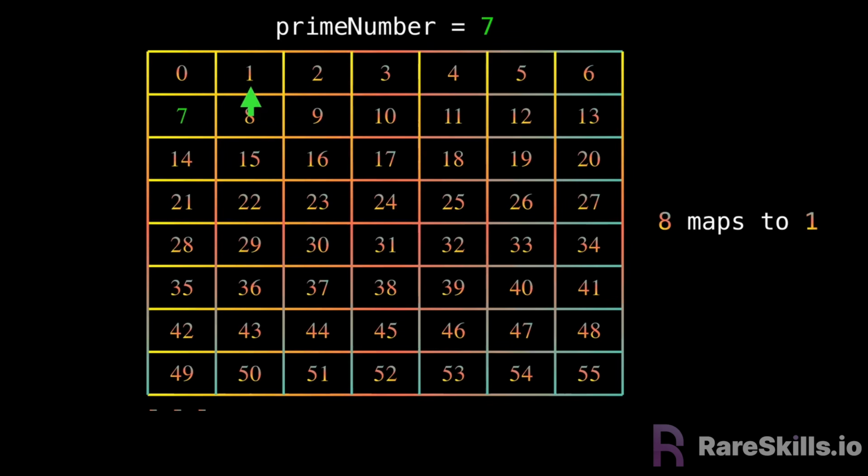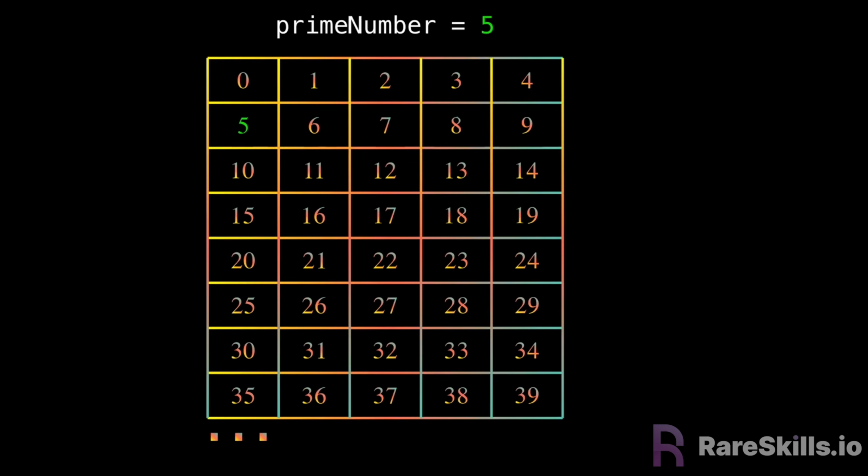Obviously, 8 is congruent to 1 is only true because we are doing everything modulo 7. If we had chosen some other prime number to do the modulo with, then 8 would be congruent to something else. For example, if the prime number is 5, then 8 would be congruent to 3. When we draw the table like this, we see that numbers in the same column are congruent to each other.